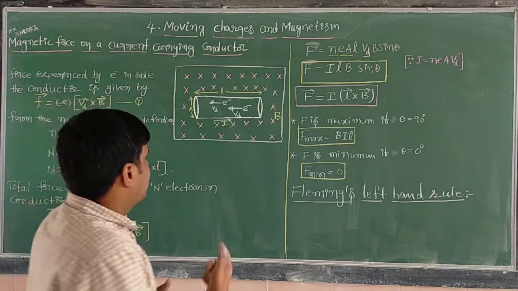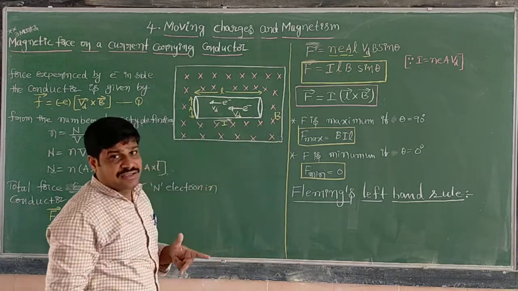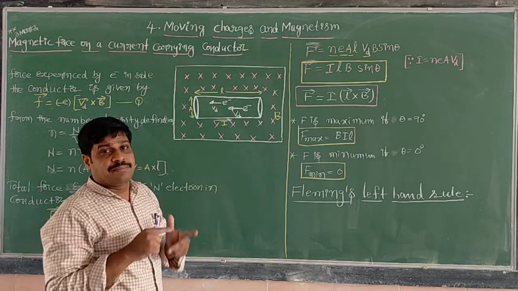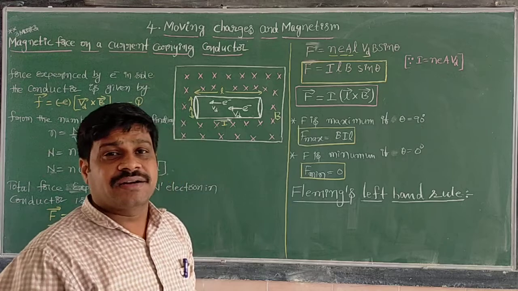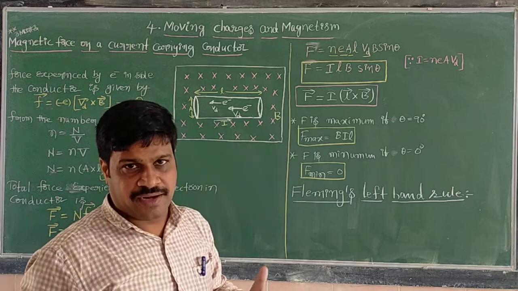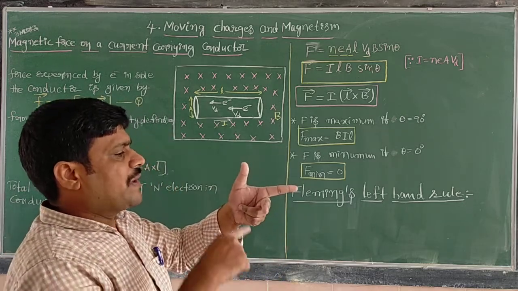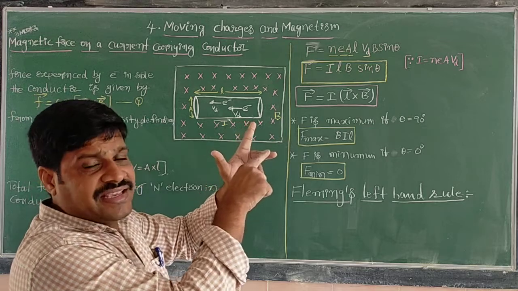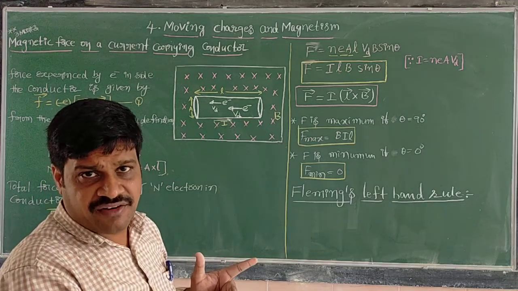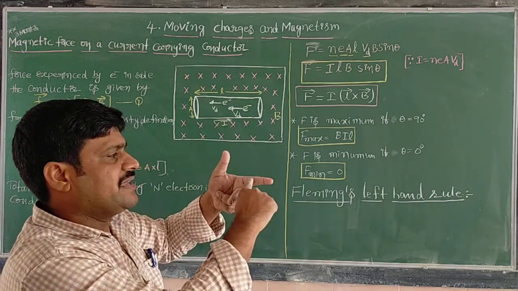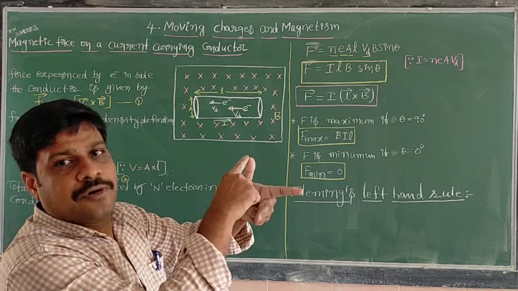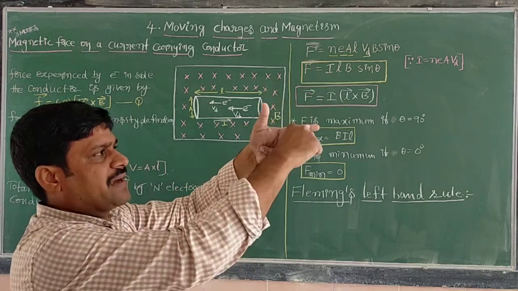Whenever you place a current carrying conductor in a magnetic field, the conductor experiences a magnetic force. The direction of that magnetic force is determined by Fleming's left hand rule. In this, what is the first one? The middle finger indicates the direction of current. The forefinger indicates the direction of the magnetic field. The thumb indicates the force. So current, magnetic field, force.